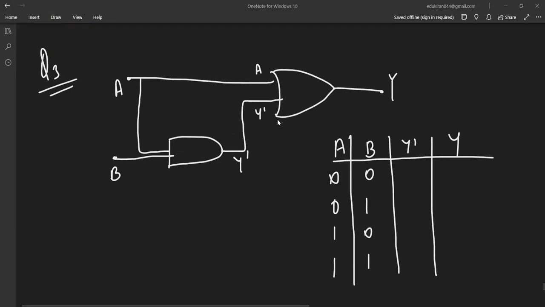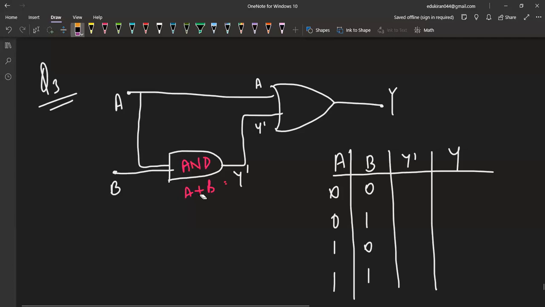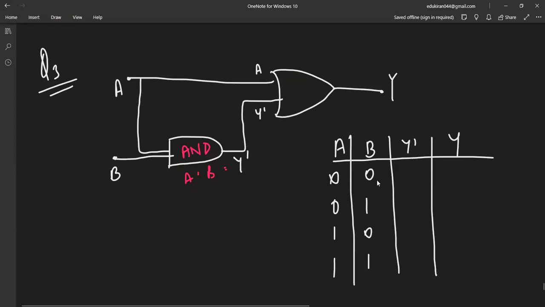Very good, very good, Shahid. See, which gate is this? This is simply an AND gate. That means A multiplied by B, A dot B will be the operator to it. So what is our Y dash? 0 into 0 is 0. 0 into 1 is 0. 0 into 1 is 0. 1 into 1 is 1. So we get this as the output.